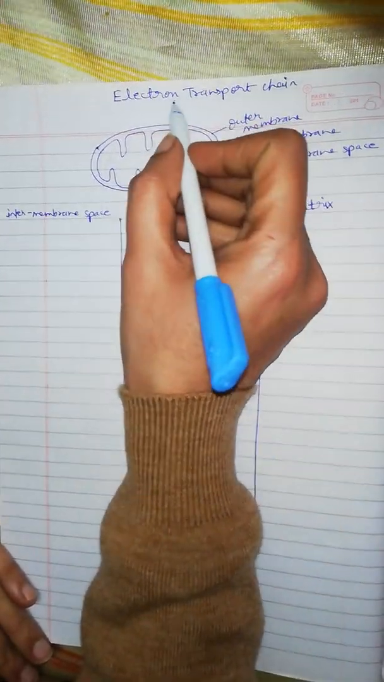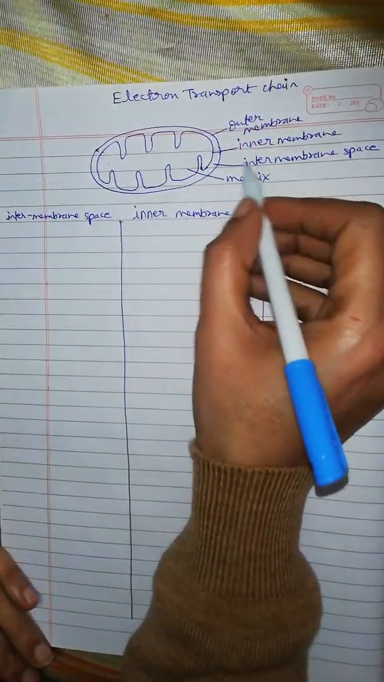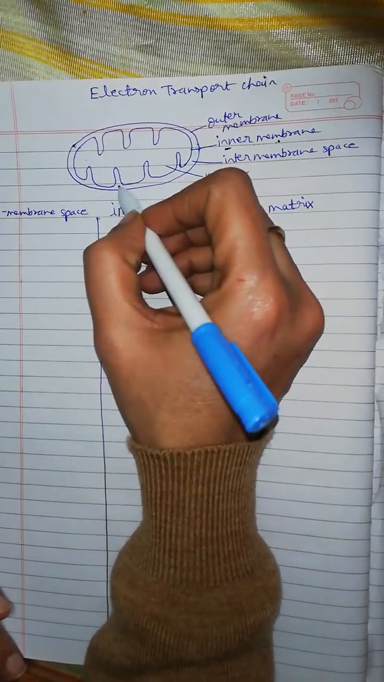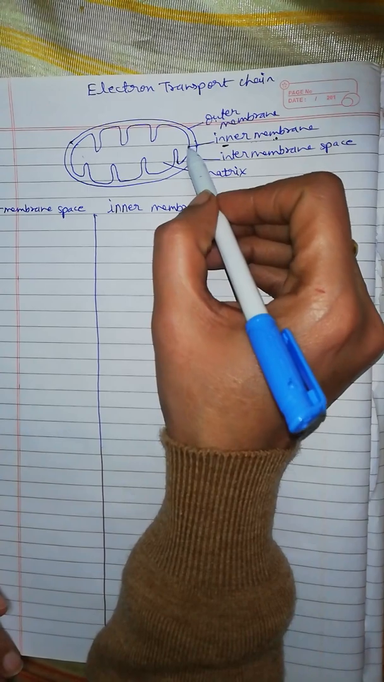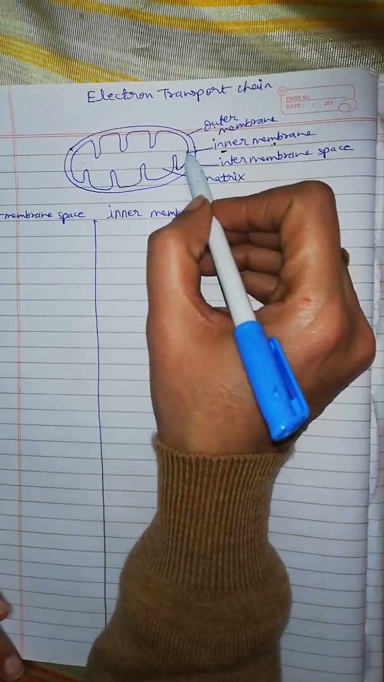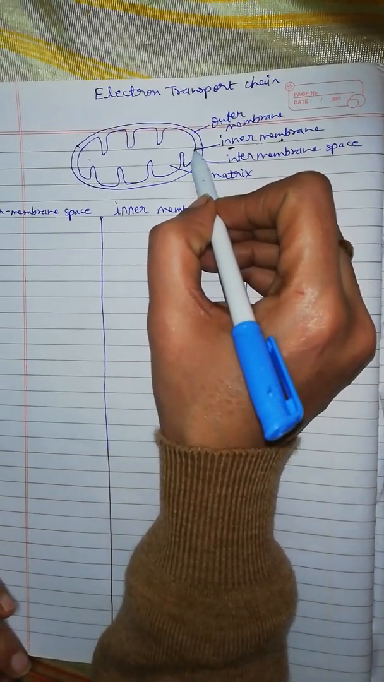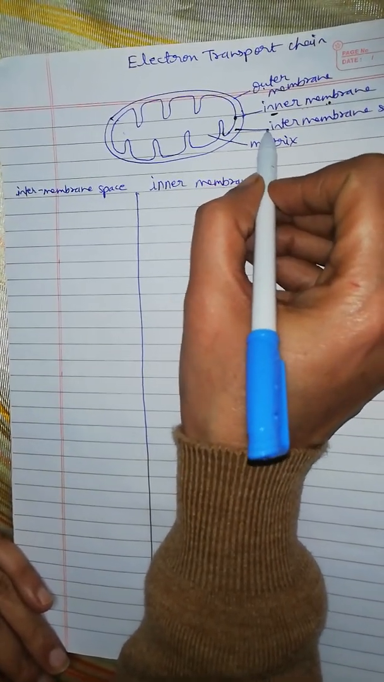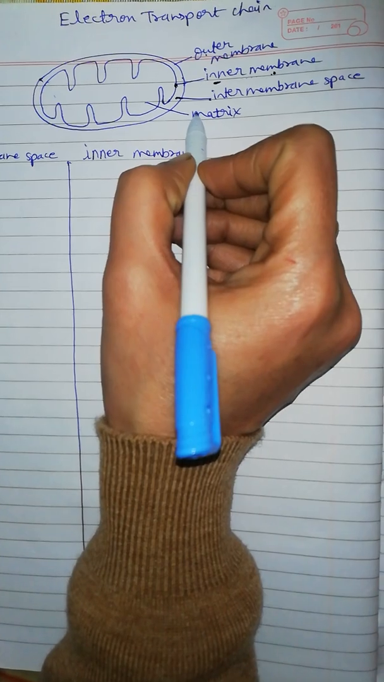Electron transport chain operates in the inner mitochondrial membrane. So this is a mitochondria. It has an outer membrane and an inner membrane. This electron transport chain operates in the inner membrane of the mitochondria. We can see this is the intermembrane space and this is the matrix of the mitochondria.